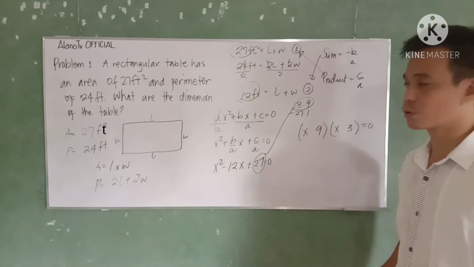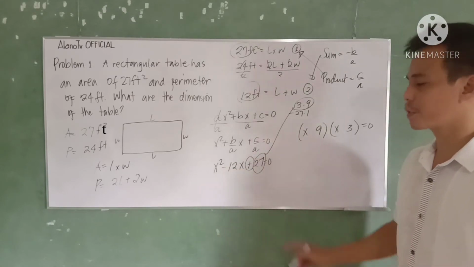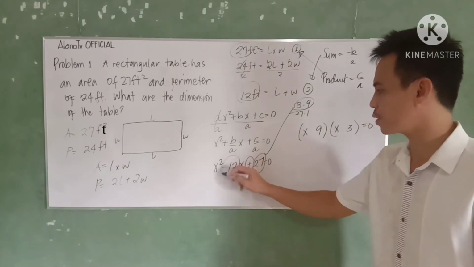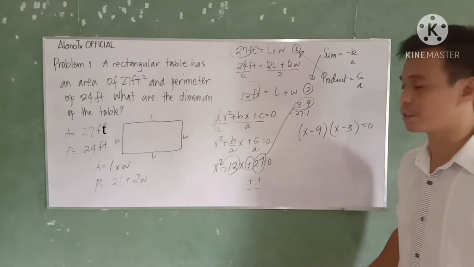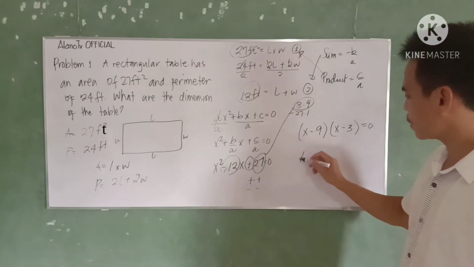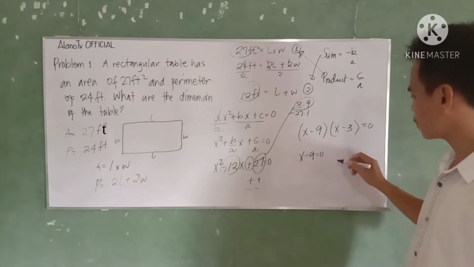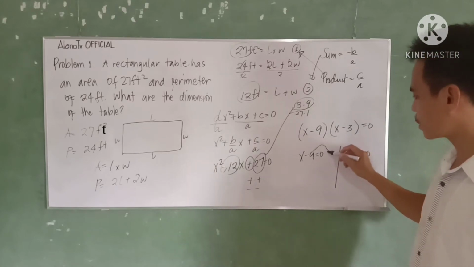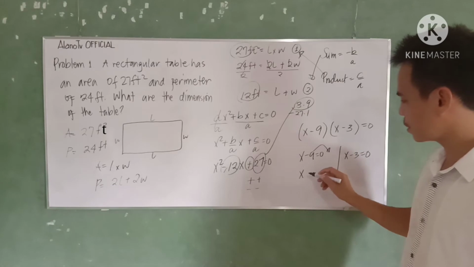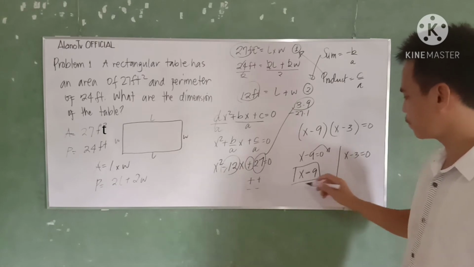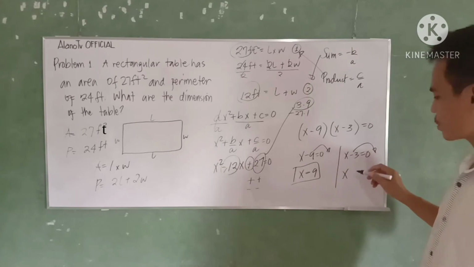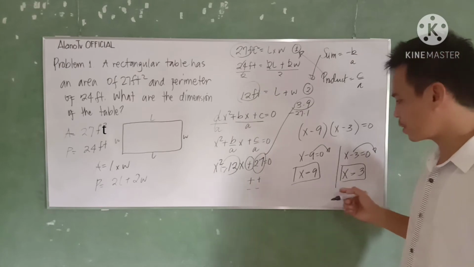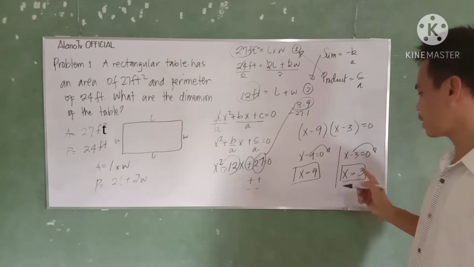So what sign are we going to use? Since our constant sign is positive, positive and negative, negative, and your linear part is negative, we're going to use the negative sign. So therefore, we have x minus 9 is equal to 0, and x minus 3 is equal to 0. So transposing negative 9 to the other side of the equation, we have x is equal to positive 9, and on the other side, x is equal to positive 3. So there we have it, guys, our dimensions or answers. So x is 9 and x is 3.